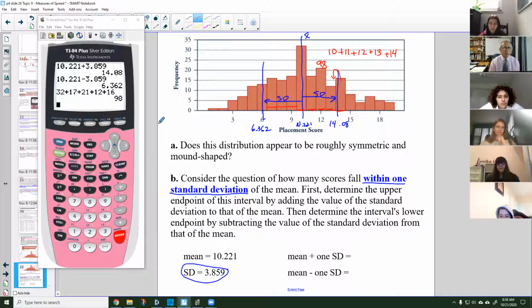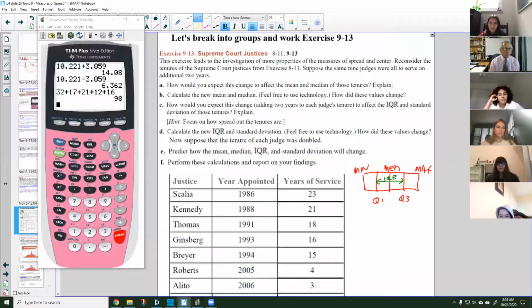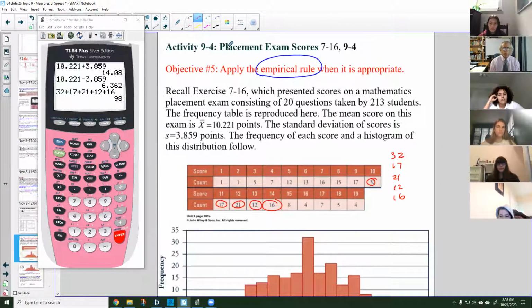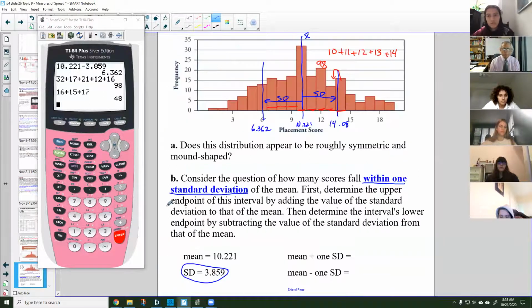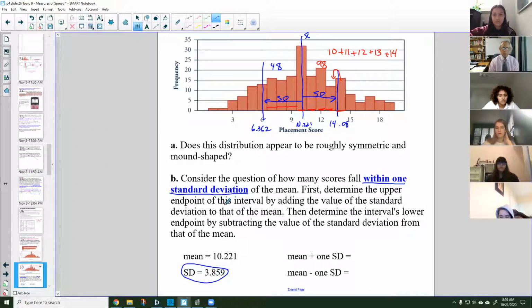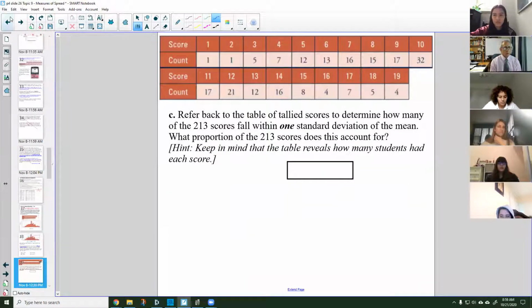So the 7s, the 8s, and the 9s are, wrong one, so let's make a different color. 7s is 16 plus 15 plus 17, and that's 48. So I have 48 that fell below the mean. I just want to make sure I'm doing what they want me to do here. Yep.